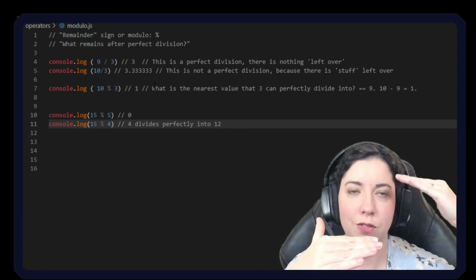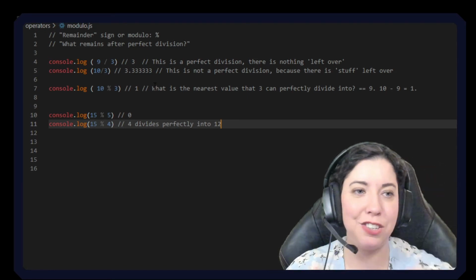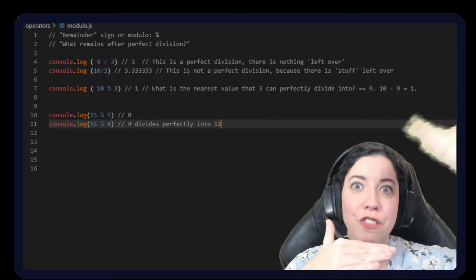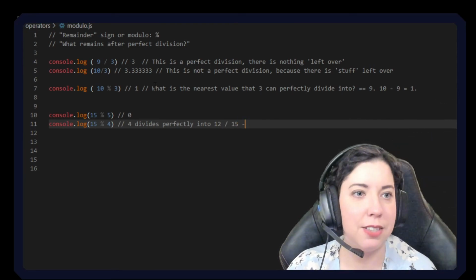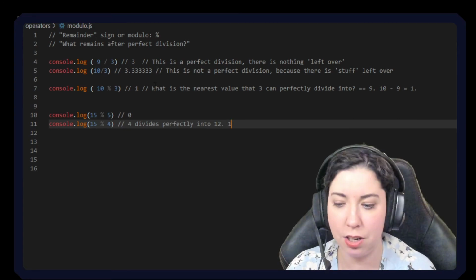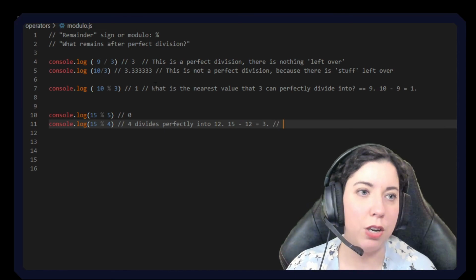Between 12 and 15, 4 cannot fit in there, right? It goes 4, 8, 12, cannot reach 15, or I would go over 15, right? 4 divides perfectly into 12, so then we go 15 minus 12 equals 3, and therefore this will return 3.